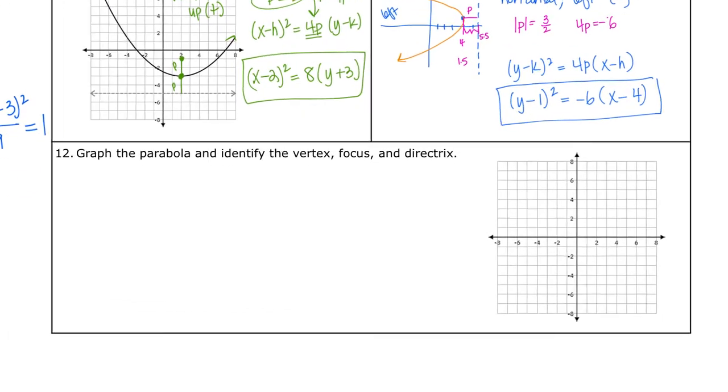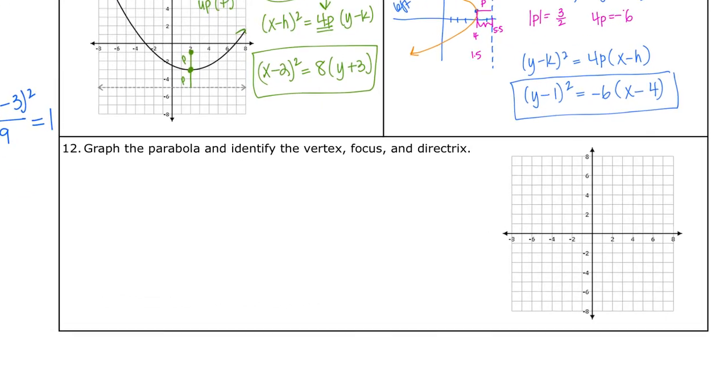Okay, and then last one. It says graph the parabola and identify the vertex, focus, and directrix. So obviously I forgot to put the equation, so let's come up with an equation here. Let's say (x minus 1) squared equals negative 4 times (y minus 3).